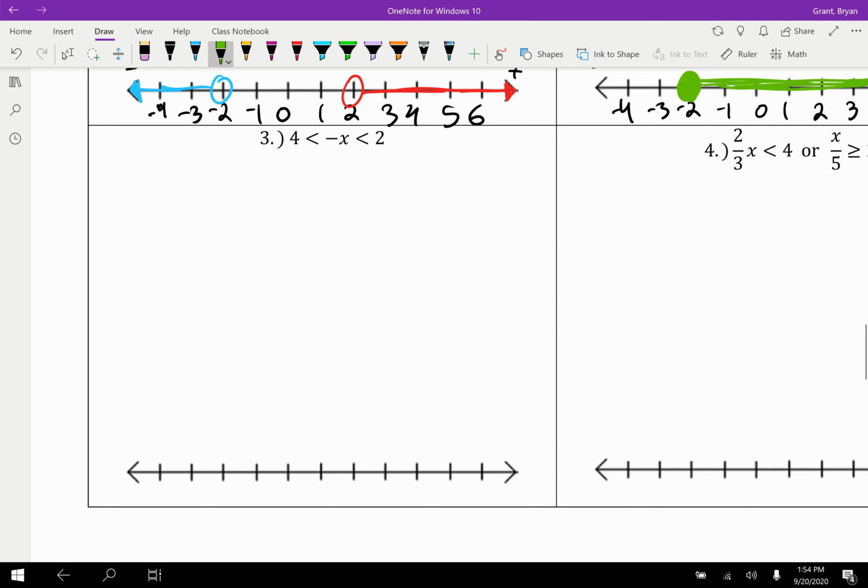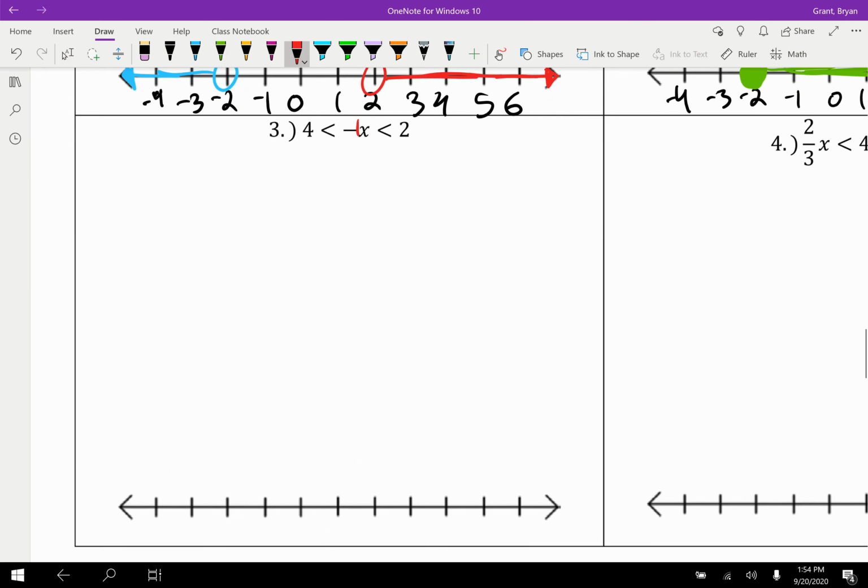Third one. X is almost isolated. There's that invisible negative 1 here, but it's not isolated because negative 1 is multiplying, so we should probably divide all three parts by negative 1. We do 4 divided by negative 1, that's negative 4. These undo each other, leaves us with a positive 1, and 2 divided by negative 1 is negative 2. Did I do everything right? Ooh, I'm not sure I did, because doesn't it look like we multiplied by a negative? Don't I have to flip these inequality signs? And it look like this and like this?